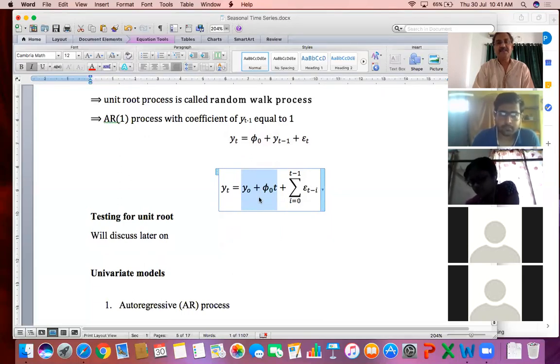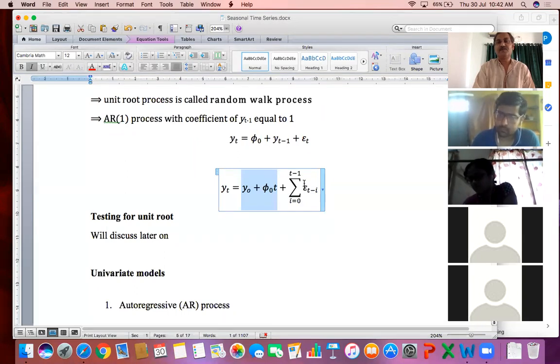As the deterministic trend is observable, we can easily tackle this kind of trend. But this part of the trend is not observable, so it is highly difficult to tackle. That's why in time series analysis, we are more concerned about this component, the sum of the random shocks, or the nature of the stochastic trend. And the nature of the stochastic trend can be analyzed in terms of the behavior of unit root.